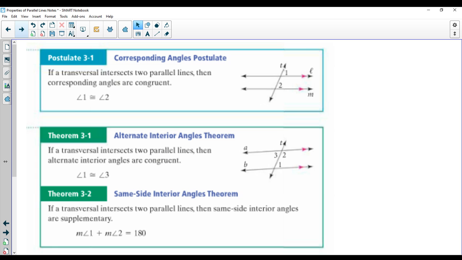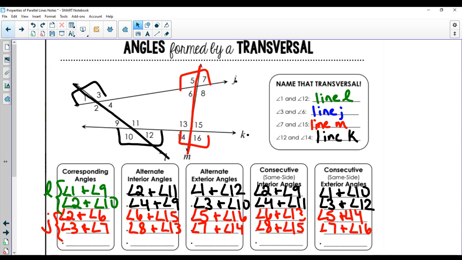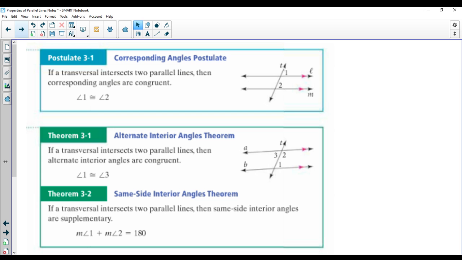Now, all this was in reference to the general format of two lines intersecting with the transversal line. Okay, our focus is going to be when the two lines being intersected are parallel. Okay, and there are several theorems and a postulate that go along with all these angle pair names at the bottom. So let's look. So the first thing is the corresponding angles postulate. If a transversal intersects two parallel lines, then the corresponding angles are congruent.